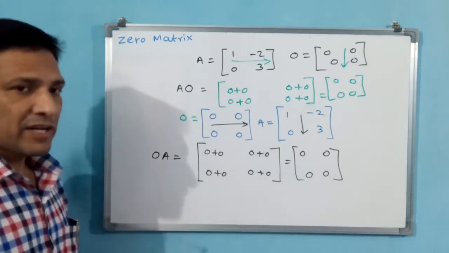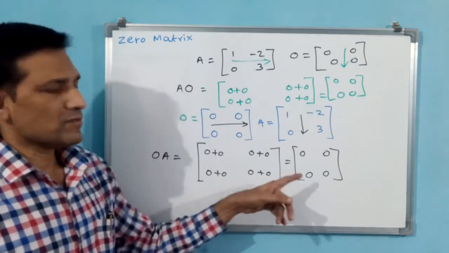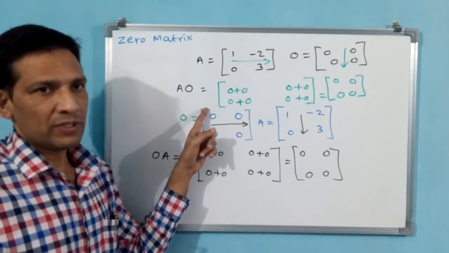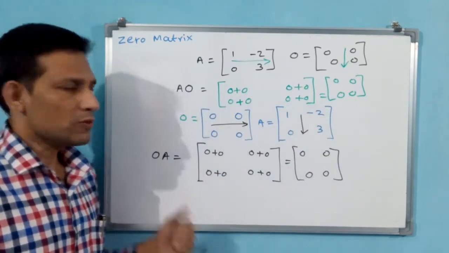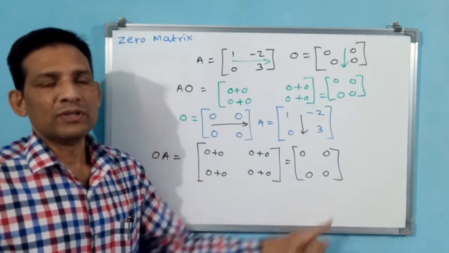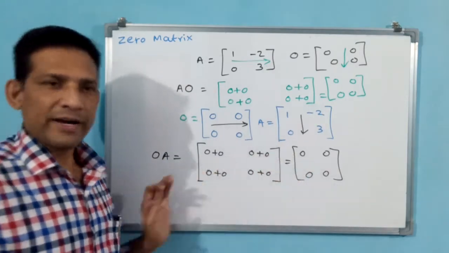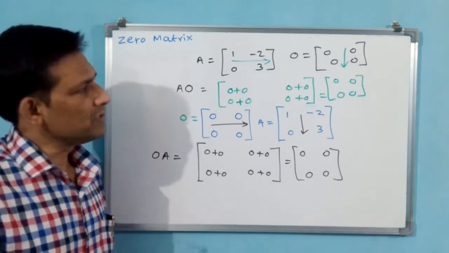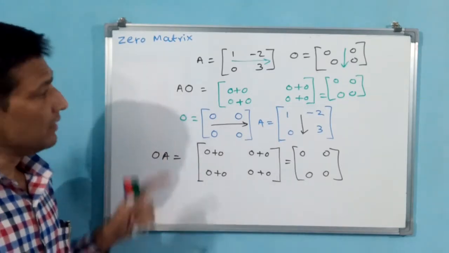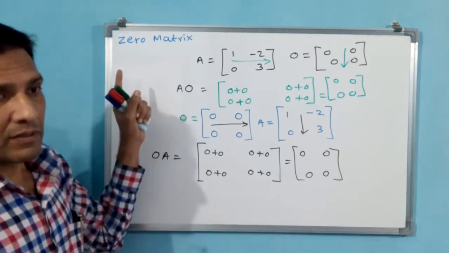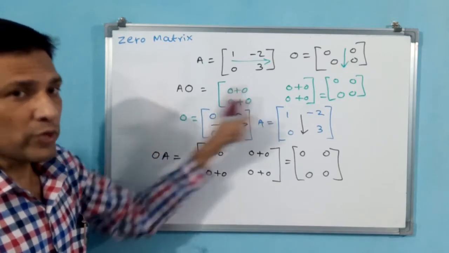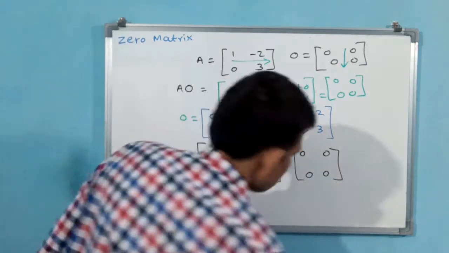But conversely, if you are multiplying any matrix with 0, the resultant will be 0. Whether it is AO or OA, 0 is going to come. This is 100% correct. Now let us go to another concept: whether we require an input 0 matrix for multiplication to get a 0 matrix result. We will see.